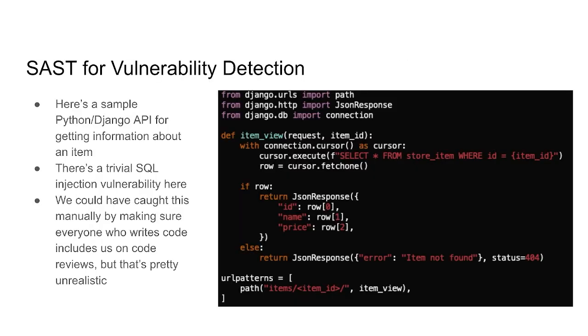Here's an example piece of code from a Python Django API with a simple vulnerability in it. Does anyone want to take a guess where the vulnerability is? Since it's on the screen, second bullet point. Oh, where it is. Yeah. The sixth line.